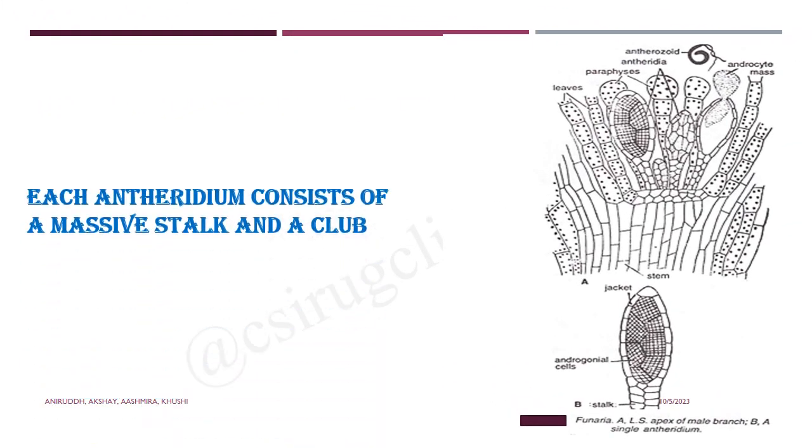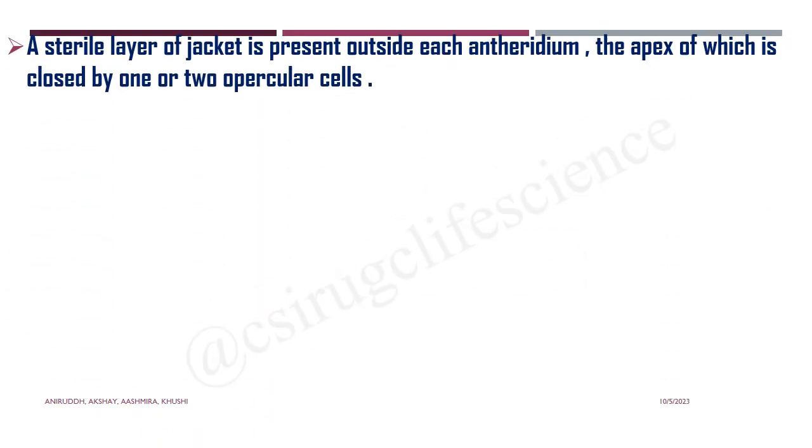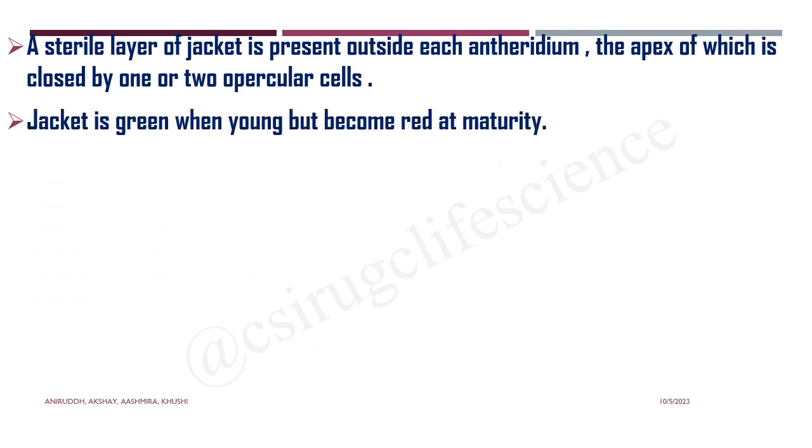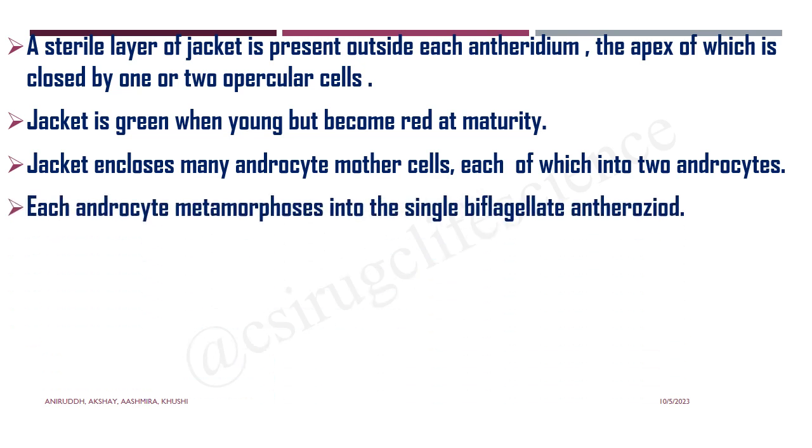Each antheridium consists of a massive stalk and a club-shaped body. You can see this in the diagram. A sterile layer of jacket is present outside each antheridium, the apex of which is closed by 1 or 2 opercular cells. The jacket is green when young but becomes dark at maturity. The jacket encloses many androcyte mother cells, each of which divides into 2 androcytes. Each androcyte metamorphoses and converts into a biflagellate antherozoid.